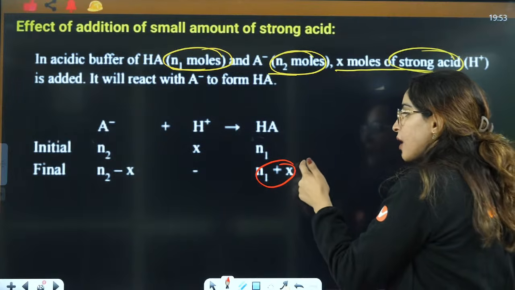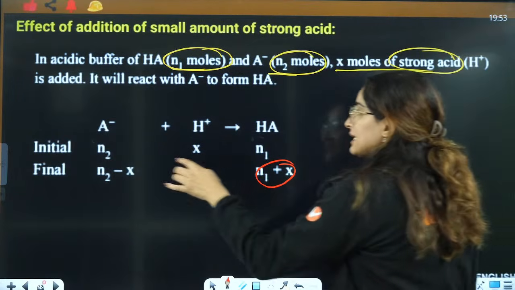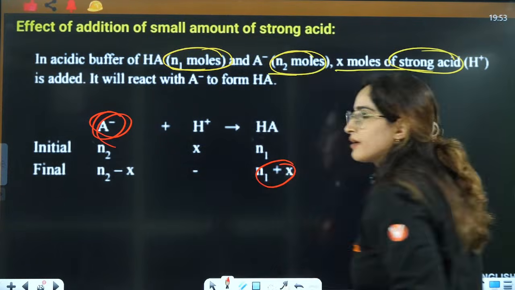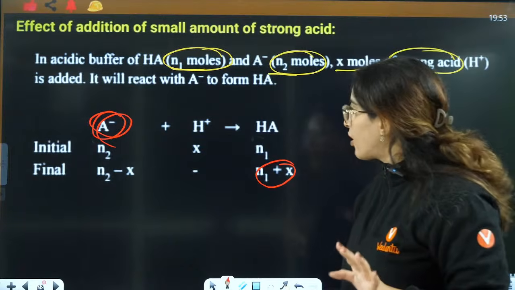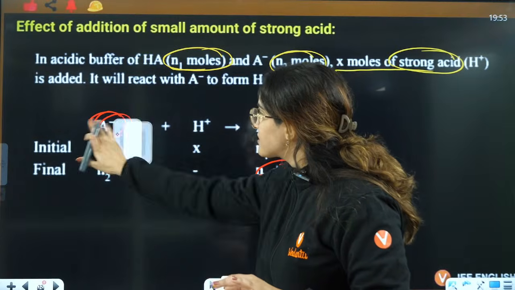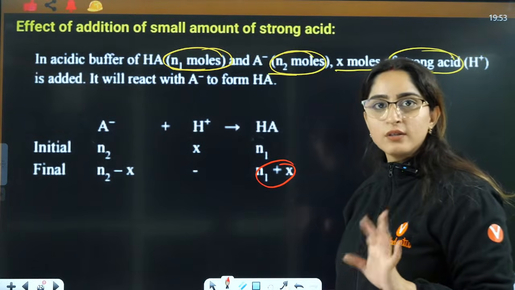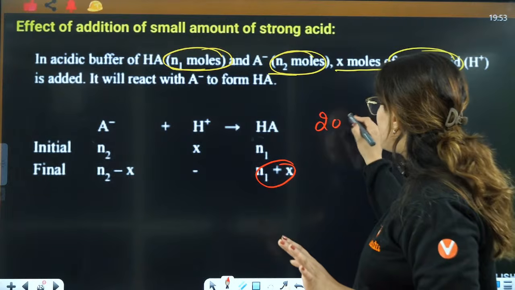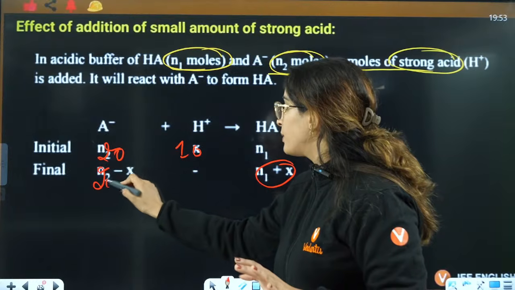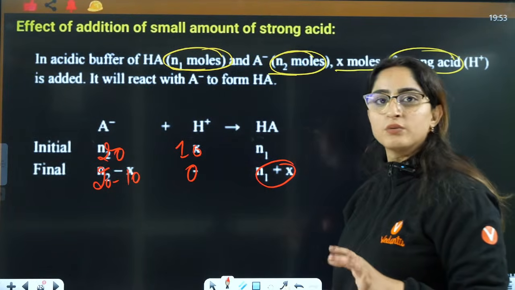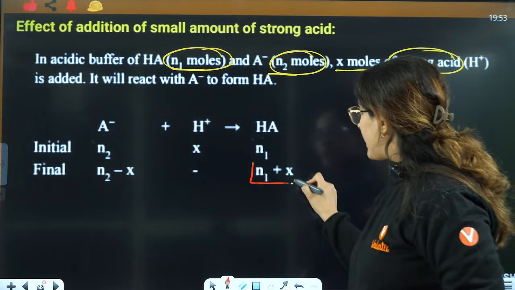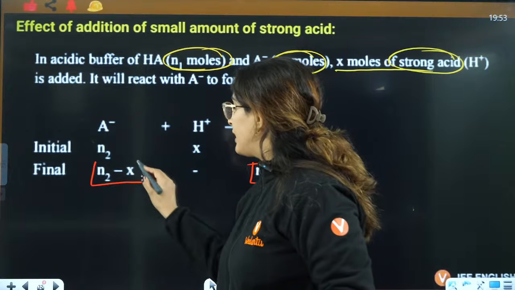If X amount of HA is added here, then X amount will be subtracted from A negative, because HA is formed from this and this. If all of this is consumed by reacting with this, then X amount will be subtracted here, no? If I say this is 20 and this is 10, then in the end this will become 20 minus 10 and this will become 0. Same thing, right? So in the end this will be n1 plus x, and this will be n2 minus x.